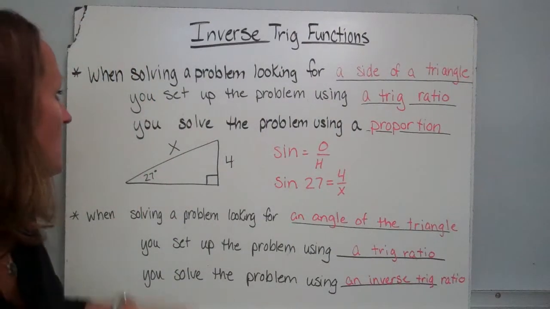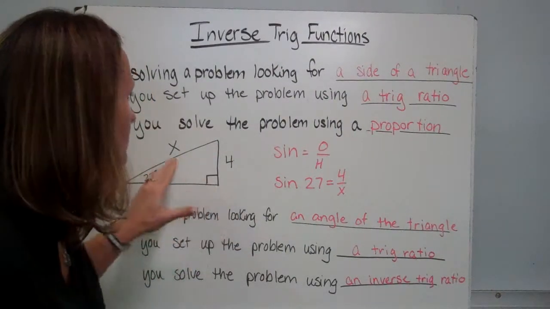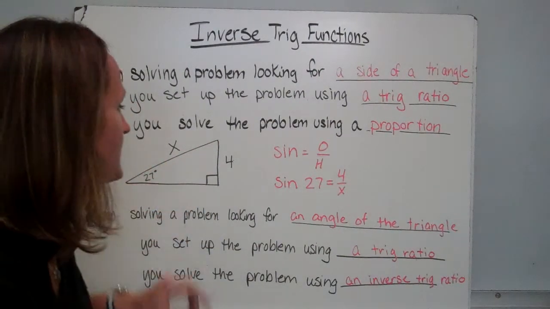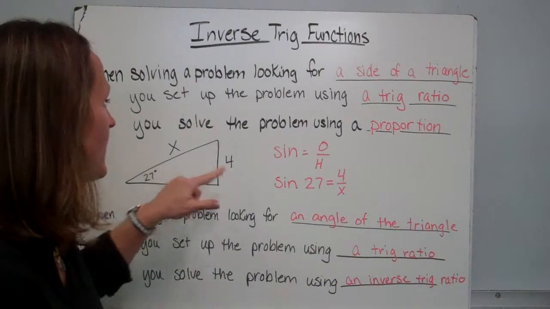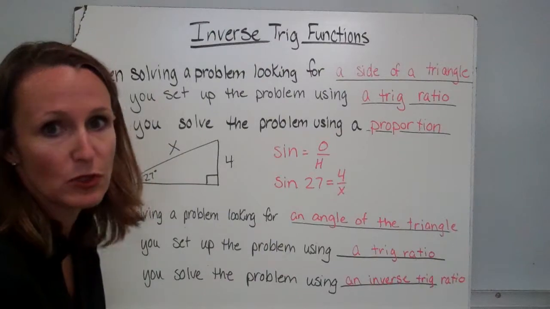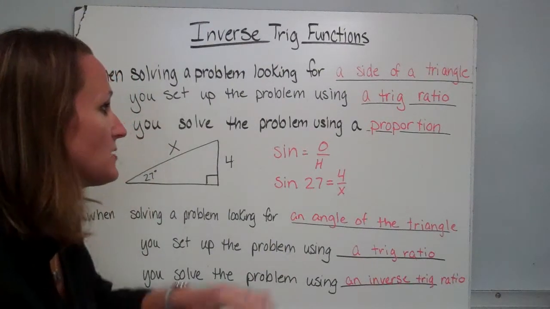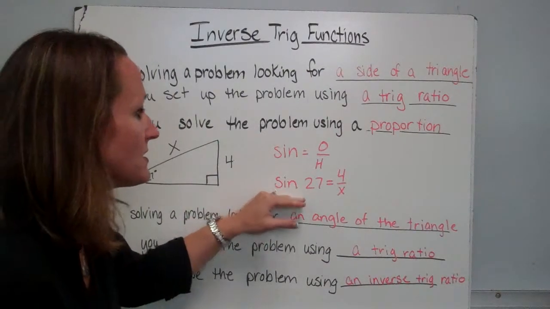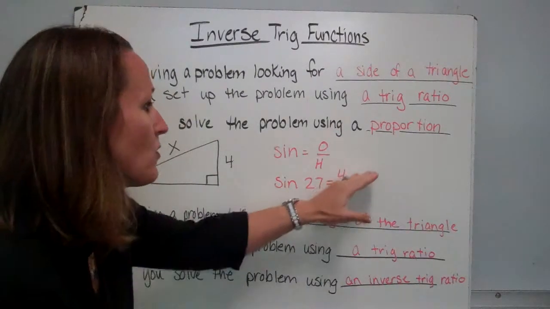So for example, if we have this problem, we have a right triangle and we're missing the hypotenuse. So we've got this angle 27 and this side of 4. When we have one side that's opposite the angle and we're looking for the hypotenuse, we use the sine. So we would say that sine is the opposite over the hypotenuse. So we could say sine of 27 equals 4 over x.